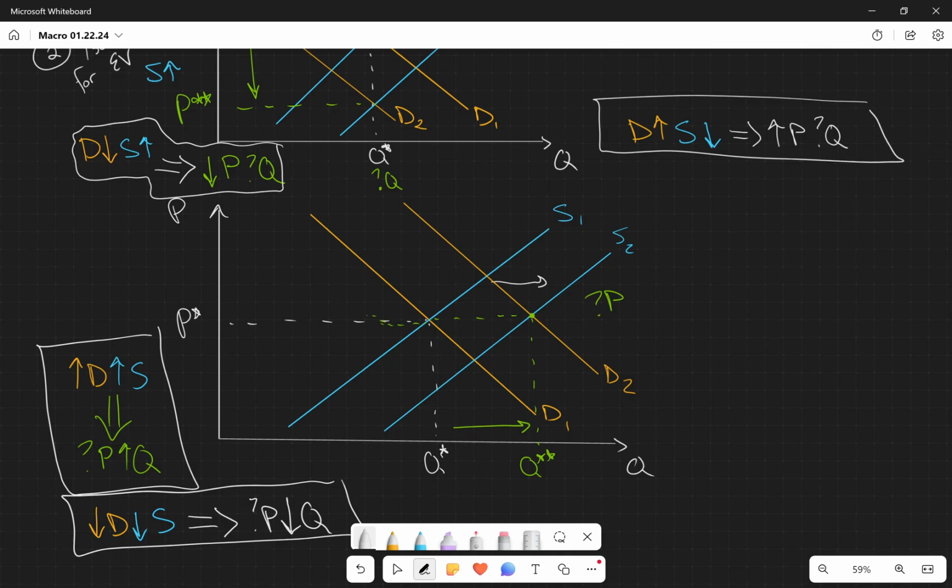Questions on those? You don't really need to memorize them since you can always just do them on your own. But it's just very good for us to be aware that these simultaneous shifts provide us with less insight, less predictive power of the models overall. Questions on simultaneous shifts?